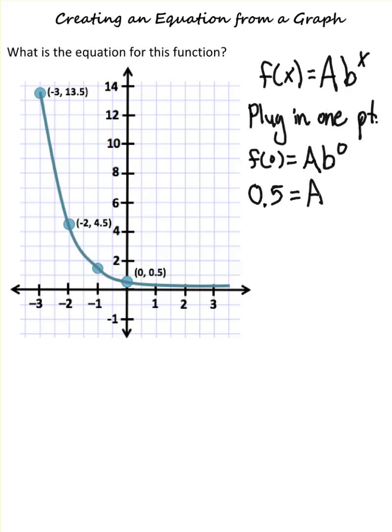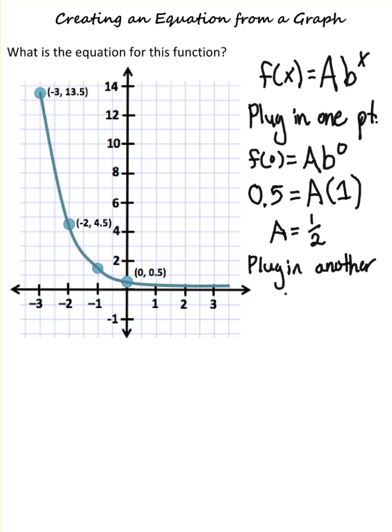That equals a times b to the 0. b to the 0, though, is just 1. Anything to the power of 0 is 1. So that gives me the amplitude really quickly. The amplitude must be equal to 1/2 here, or 0.5. Once you know one of your unknowns, it's helpful to get the other unknown. So plug in another point, any other one.